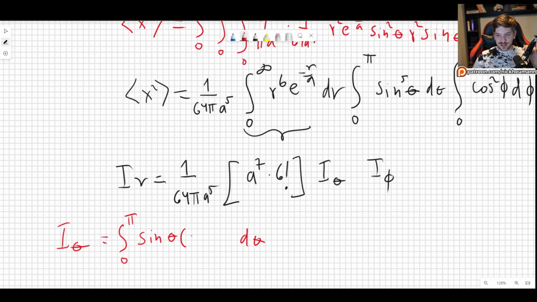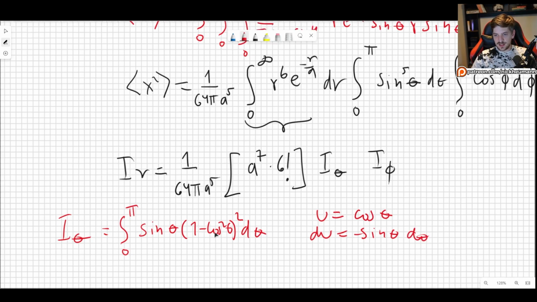And what is sine squared? It is 1 minus cosine squared of theta. Okay? And here we can use substitution. u is equal to cosine theta, because now we have cosine and its derivative. And du is equal to, in this case, minus sine theta d theta. Okay, so let's plug it in.